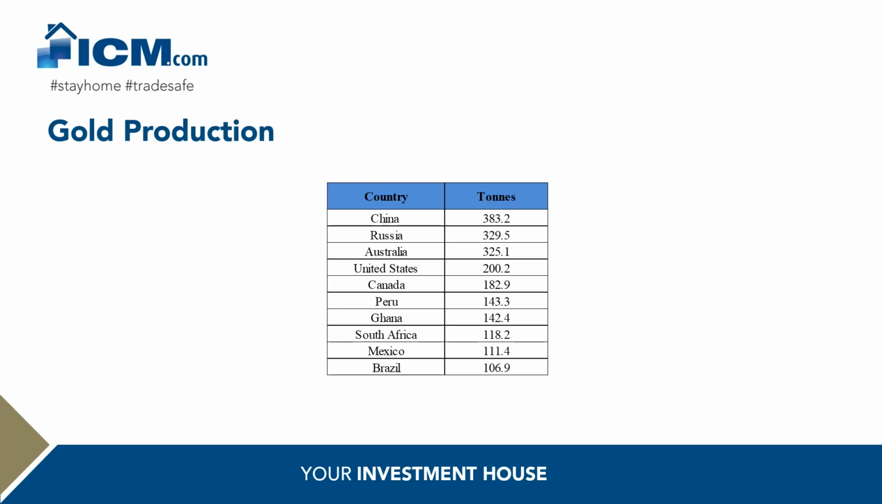United States at 200.2. Canada also 182.9. Peru has 143.3. Ghana is 142.4. Following with South Africa at 118.2. Mexico at 111.4. And Brazil is 106.9. So these are the major producers of gold.